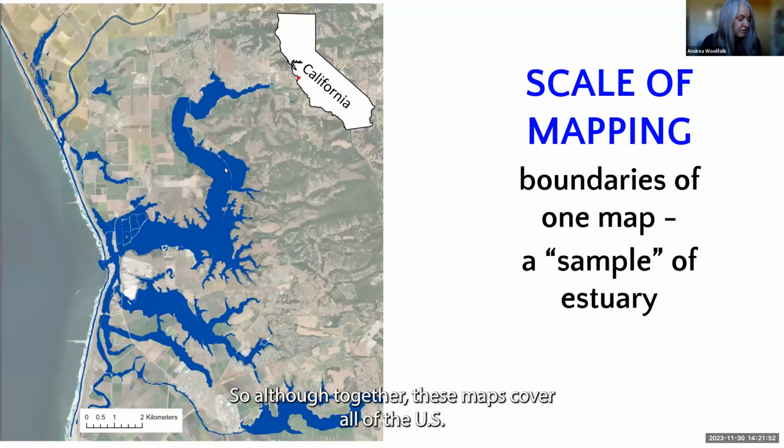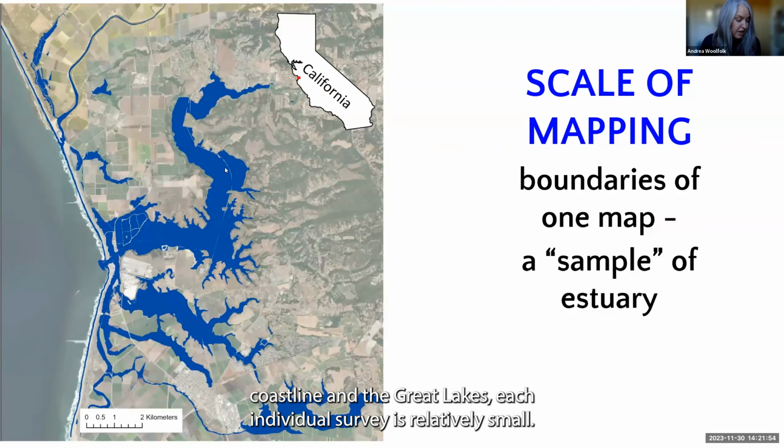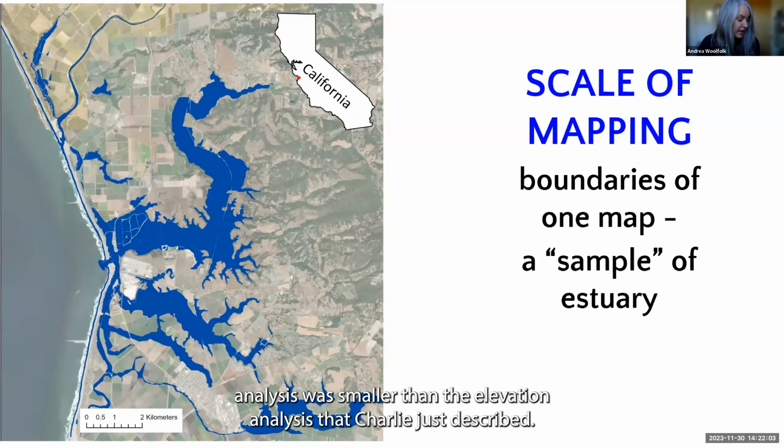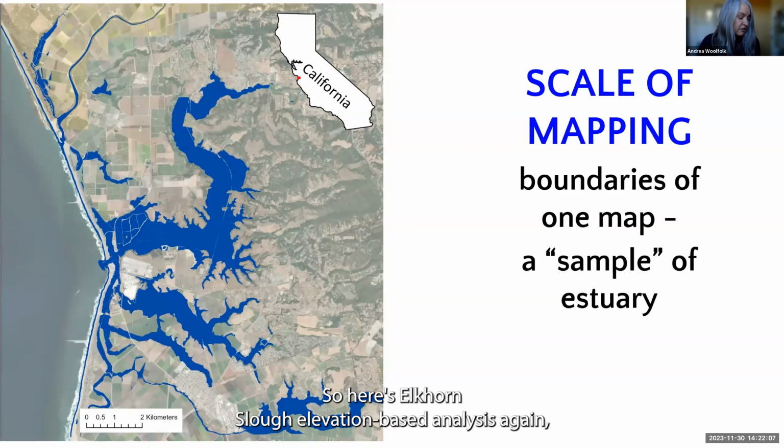So although together these maps cover all of the U.S. coastline and the Great Lakes, each individual survey is relatively small. Since we only used one T-sheet or lake survey per reserve, the historical mapping analysis was smaller than the elevation analysis that Charlie just described. So here's Elkhorn Slough's elevation-based analysis again.